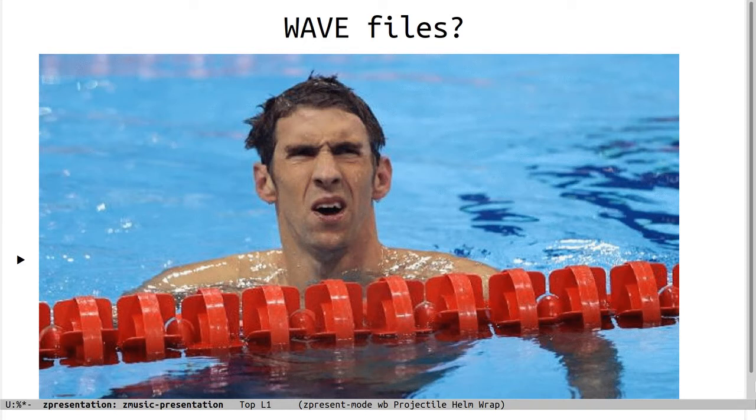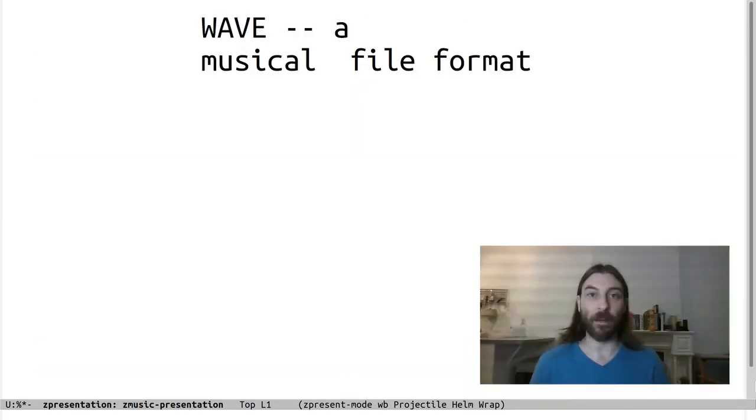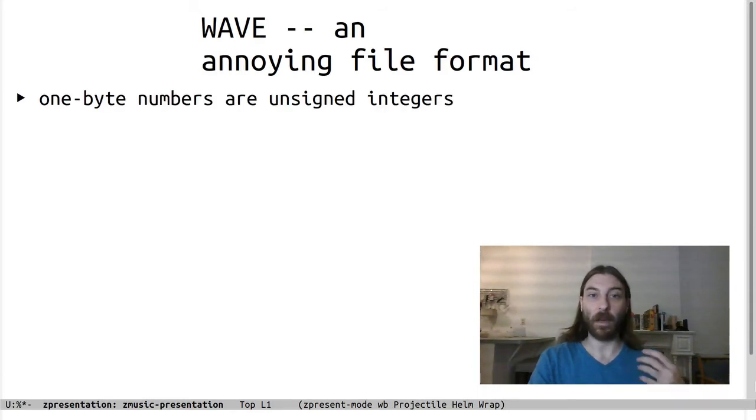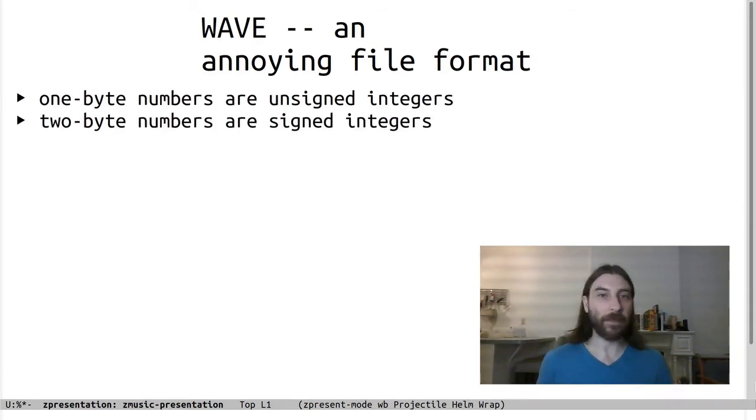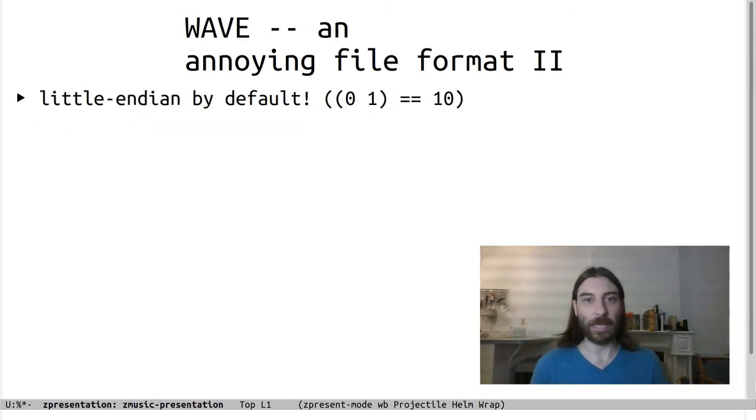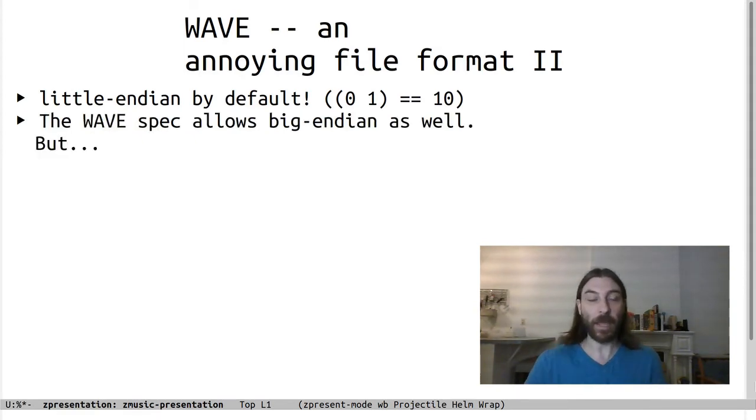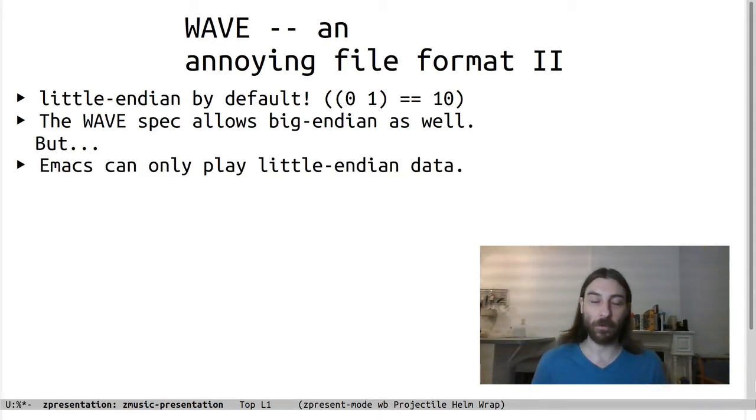Well, it turns out that WAV is a musical file format, or really an annoying file format. Data in it can be an unsigned integer or a signed integer. It's not consistent. And it's little endian by default, which is not the way I like to think about it. Now you can set a WAV file to be big endian, but if you do that, Emacs can't play it. So little endian it is.